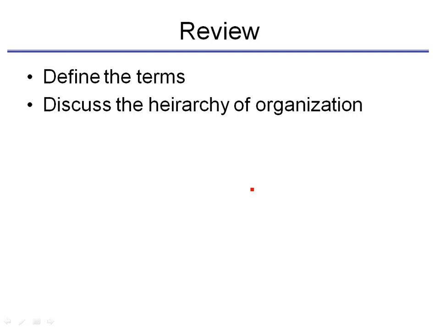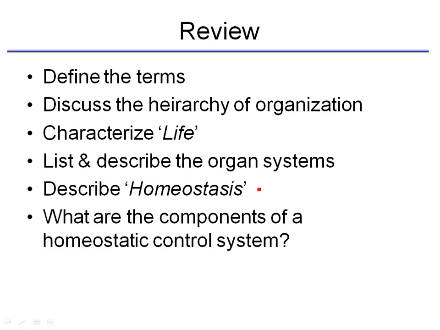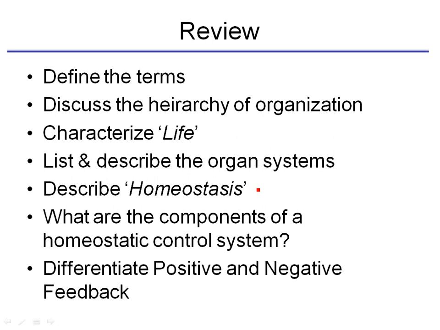So at the end of the first lecture, and reading the first lecture notes in the first chapter, you should understand and define the terms we went over. You should know the hierarchy and how life is organized. You should know the characteristics of living things. You should be able to list and describe the functions of all those organ systems. You should be able to describe homeostasis and not steady state, the real Bio 2050 definition. You should know all those components of a homeostatic control system. And you should be able to differentiate positive and negative feedback with examples.